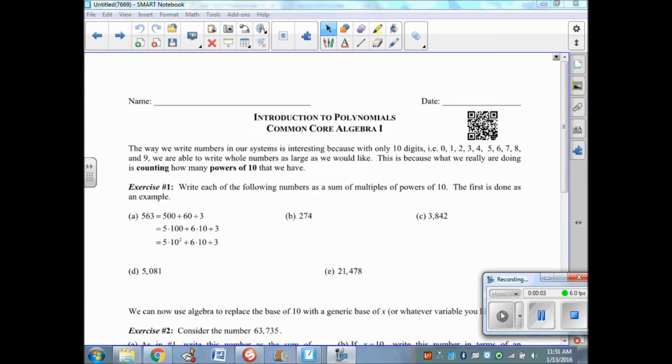So chapter 7, Introduction to Polynomials. This first lesson is going to lay the groundwork. There are a lot of definitions and, like I said, just some groundwork that we're going to need to be able to do the rest of this unit.